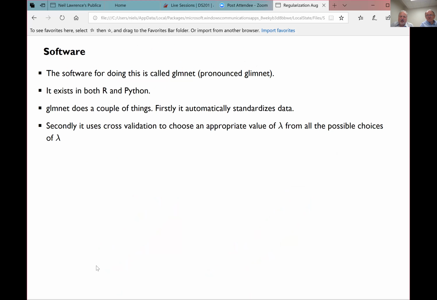And as I said, in addition to scikit-learn, there is a software package called glmnet, as far as I know. And it exists for both R and Python. It does a few things. At least in the R version, it automatically standardizes the data. And it has a very nice built-in program to use cross-validation to find the appropriate value of lambda from all the choices of lambda, meaning you don't have to deal with any of that.